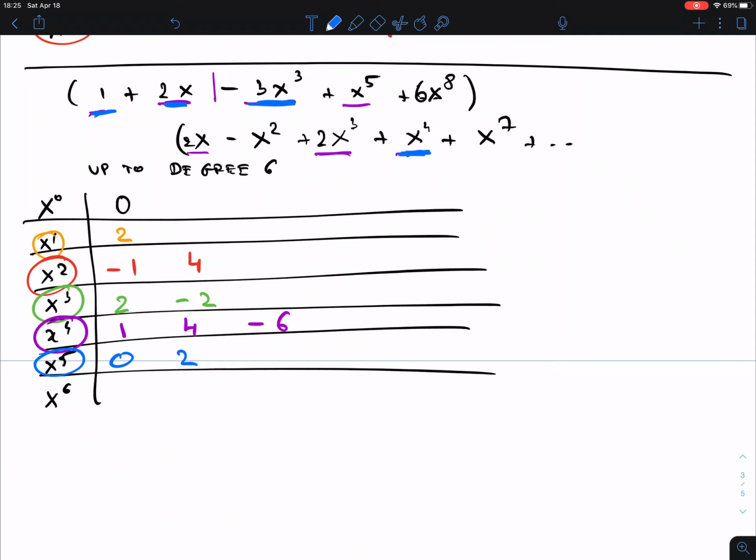X to the 5th, I should multiply it. What am I doing? X to the 5th, right? Yes, so I have to multiply it with this guy. Minus 3 times minus 1, that's a 3. And then this x to the 5th, no, that won't work. So nothing else anymore. So that's the end of the 5th power.